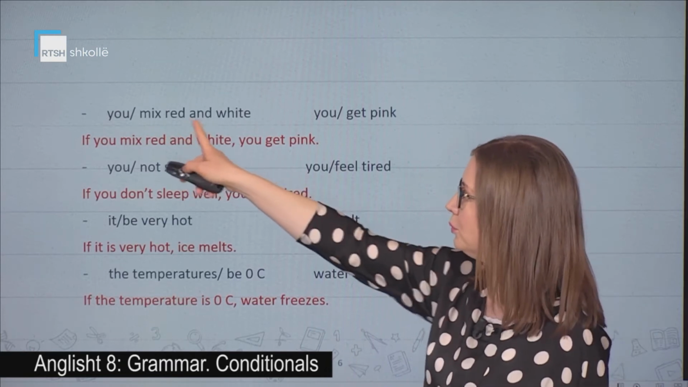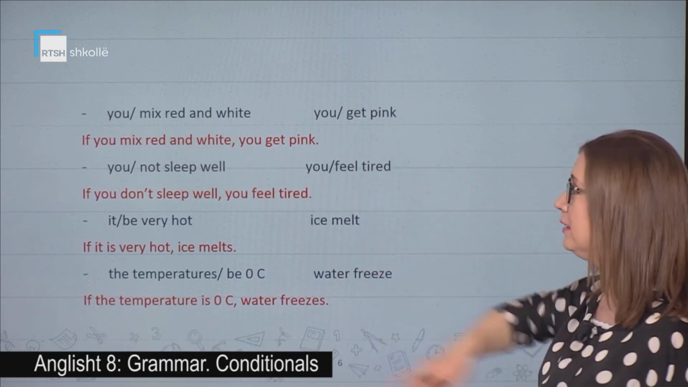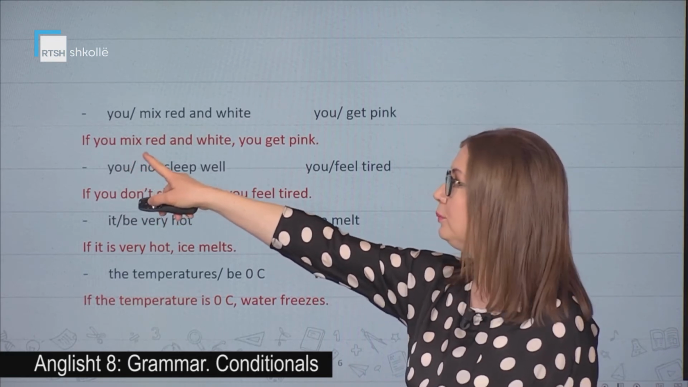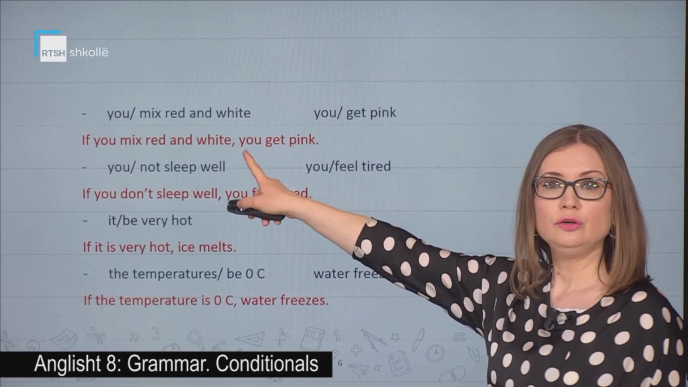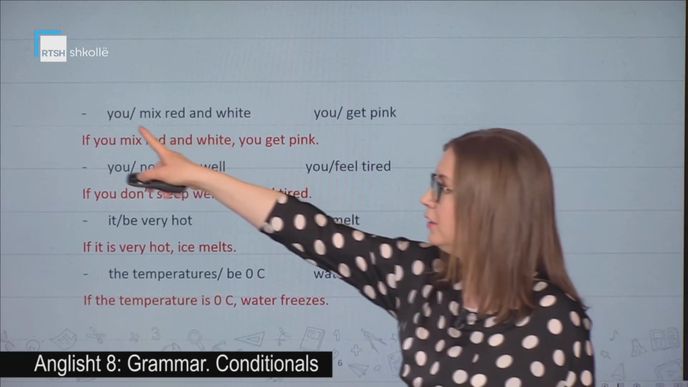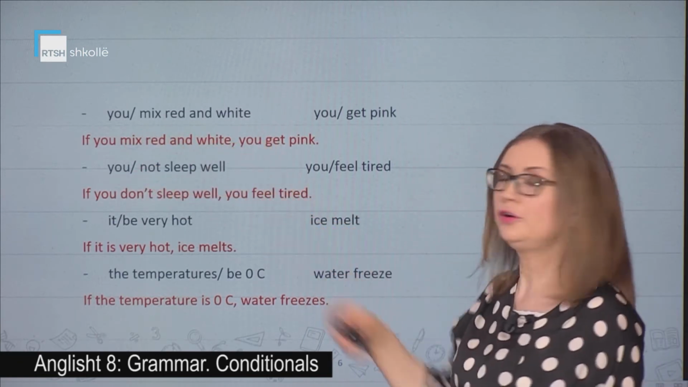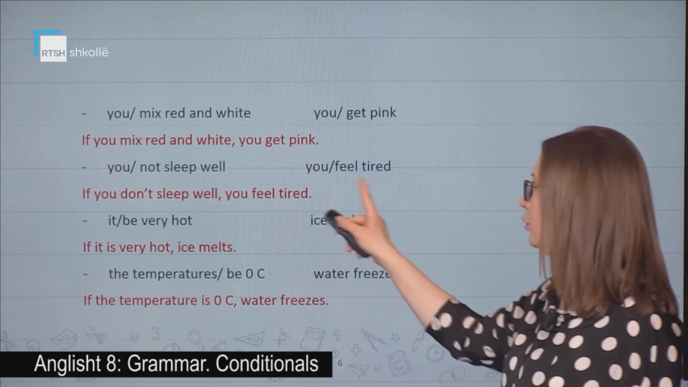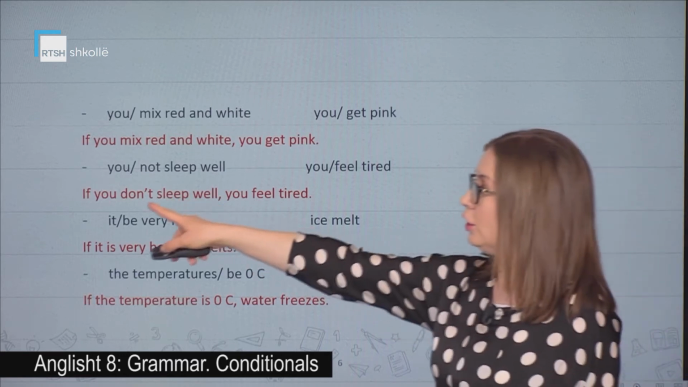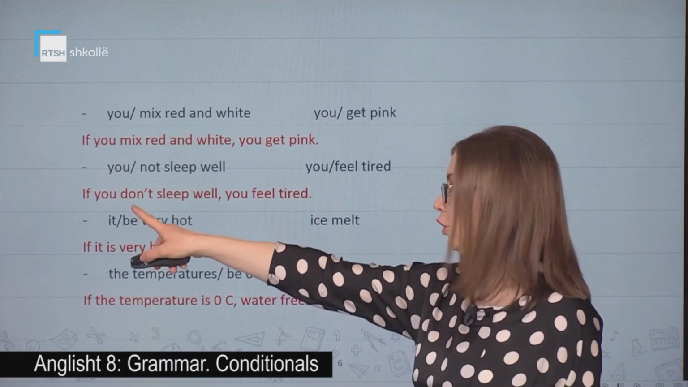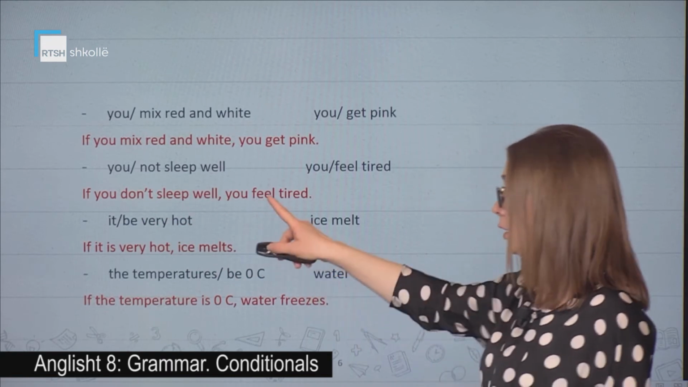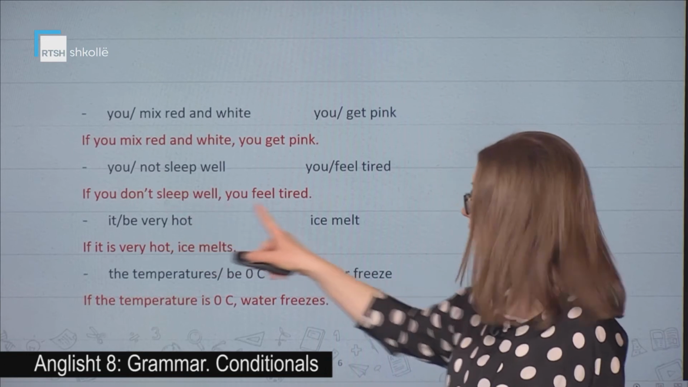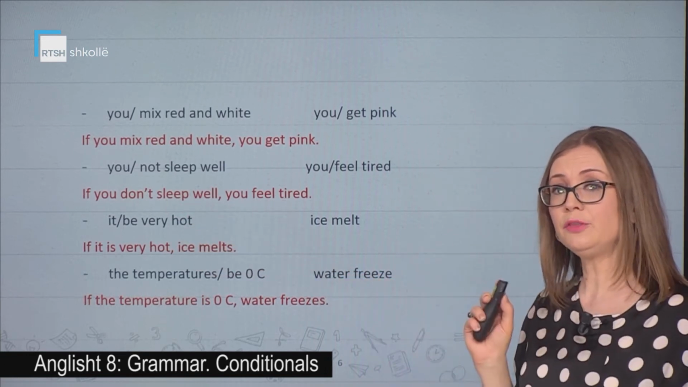So, you have: you mix red and white, you get pink, and we have the version of the sentence: if you mix red and white, you get pink. Again, we have the two verbs in the present. You not sleep well, you feel tired. This is the sentence we're going to form: if you don't sleep well, you feel tired. So we have the if clause and the main clause. Both are in the present simple.